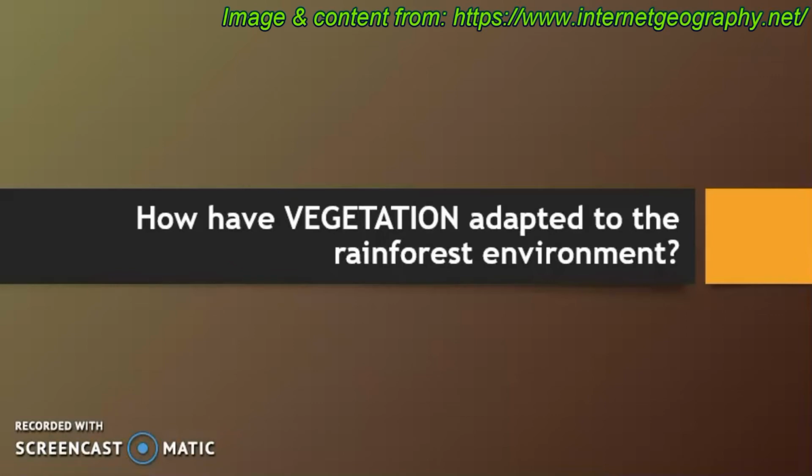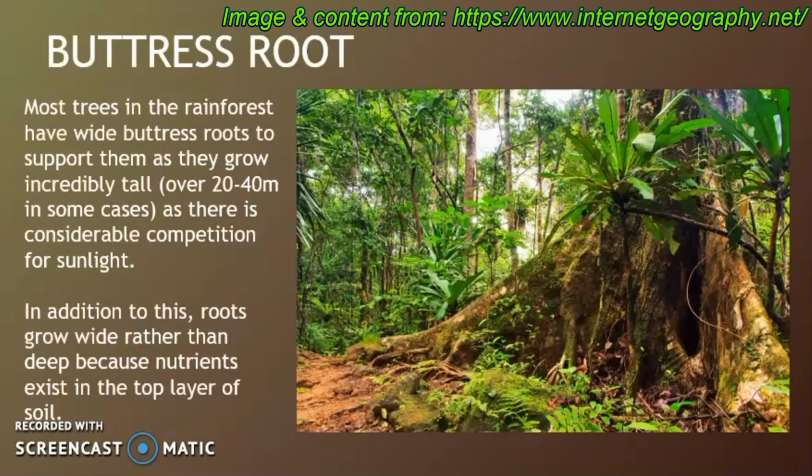How have vegetation adapted to the rainforest environment? The best example for this is buttress root. Most trees in the rainforest have wide buttress roots to support them as they grow incredibly tall, over 20 to 40 meters in some cases, as there is considerable competition for sunlight. In addition to this, roots grow wide rather than deep because nutrients exist in the top layer of the soil.